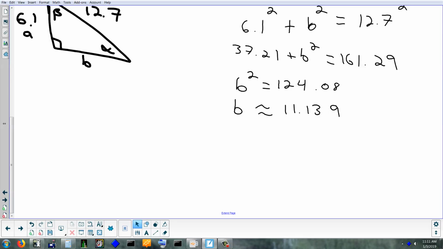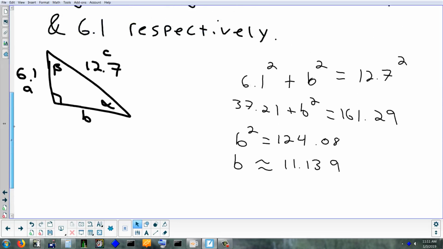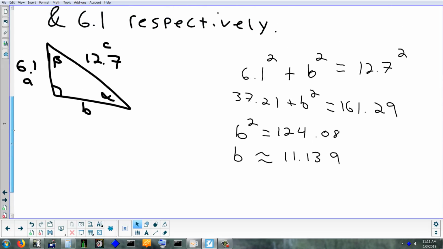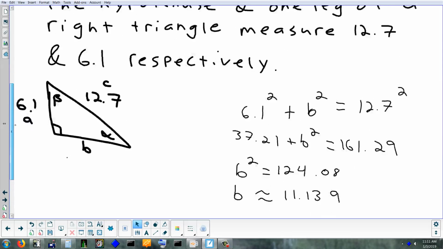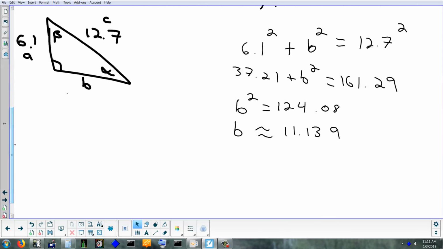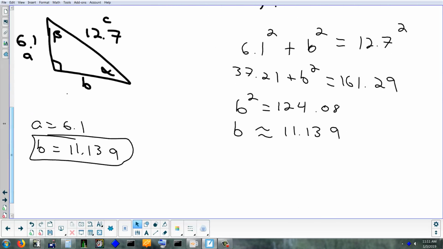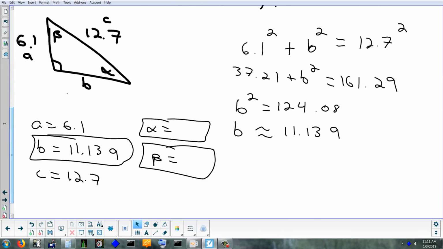Right. So any questions on our first side? All right. So let's make our table just so we've got everything in it. B is 11.139. Put a box around it so I remember that that's something I found. And alpha we don't know. And beta we don't know. I'm not going to write the right angle because it's always the right angle in every problem we did this week.